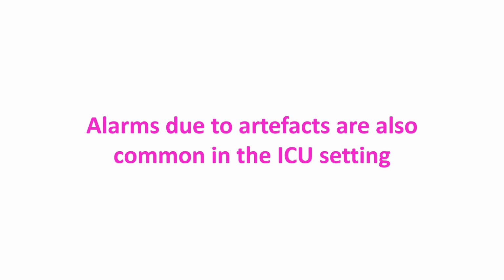Ventricular fibrillation needs thought of electrolytes as well as coronary compromise. Inadvertent inclusion of coronary arteries in the suture line has to be thought of. Alarms due to artifacts are also common in the ICU setting.